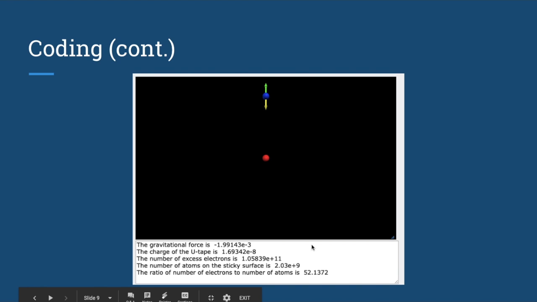And here are my results. Again, this is an equal and opposite reaction on tape A, and here's tape B at the origin.